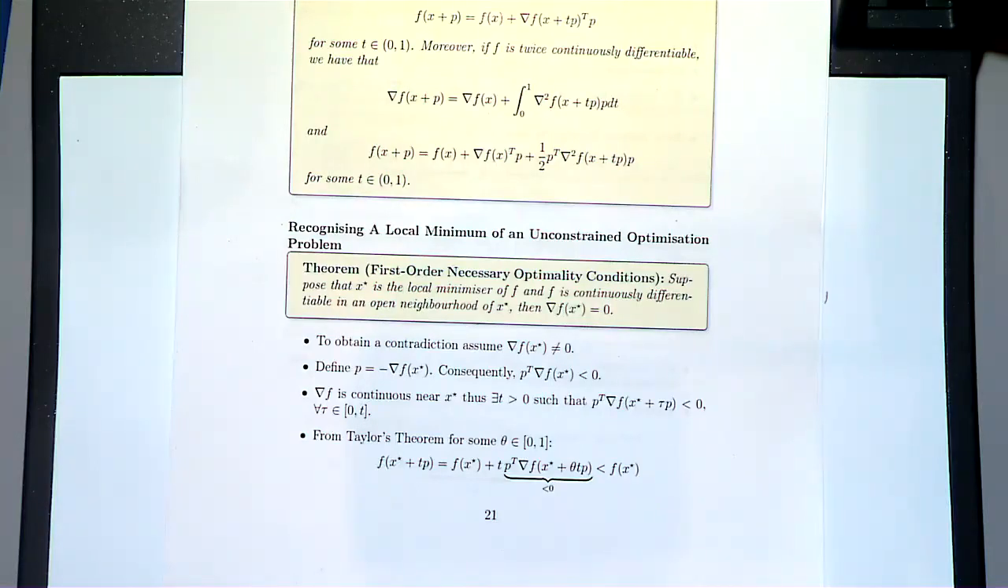It says, suppose that x star is the local minimizer of some function f, and we are assuming that f is differentiable, so these objects make sense. Then the gradient of f vanishes at x star. The gradient is equal to 0 at x star. Okay. Now it's a necessary condition.